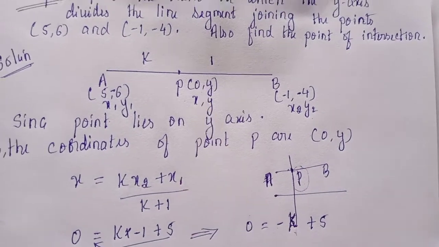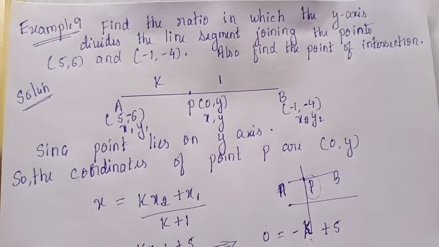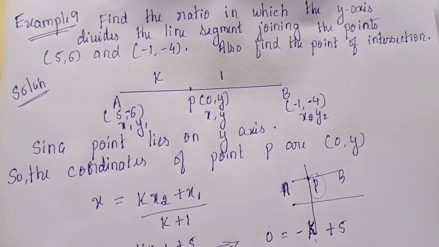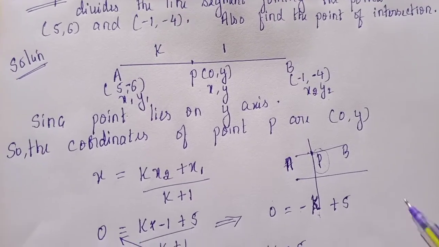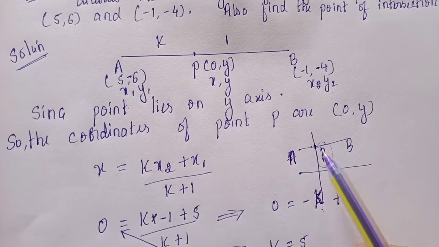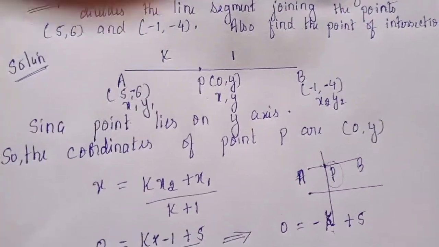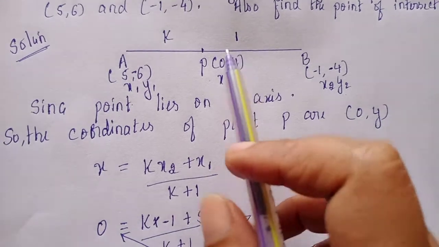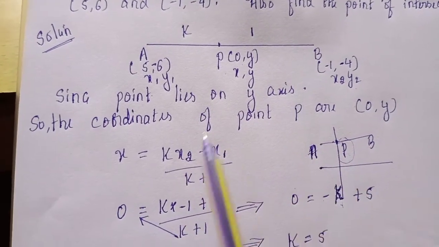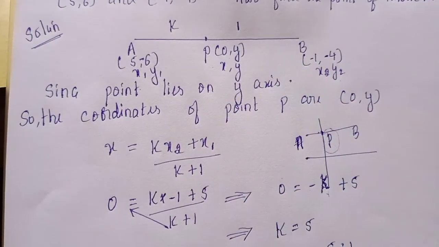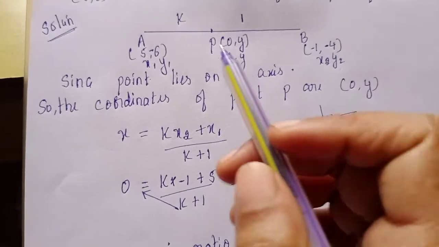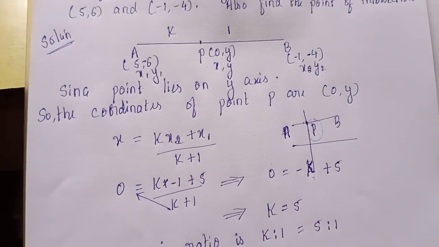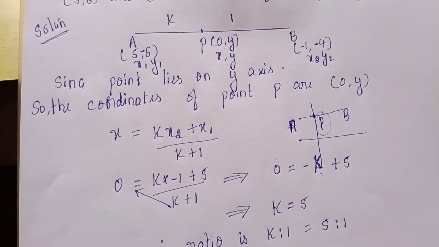Because on the y-axis the x value is 0. So remember this carefully. When the point is on the x-axis, it becomes x, 0. When the point is on the y-axis, it becomes 0, y. Now I got A coordinates, B coordinates and I have taken the point P which is on the y-axis and the ratio is k is to 1. So let us start. Now I should find the ratio first.